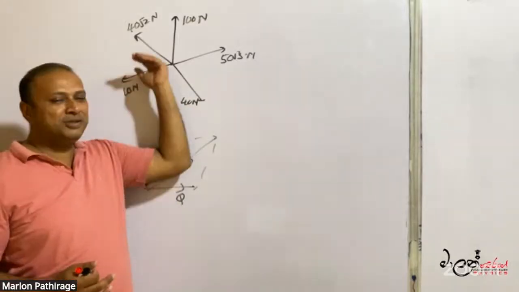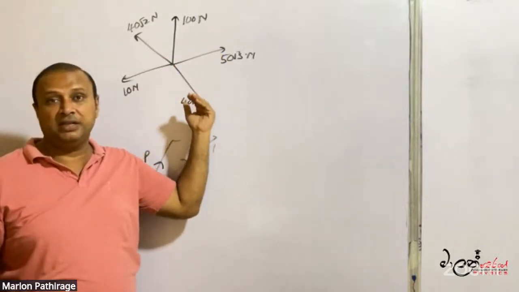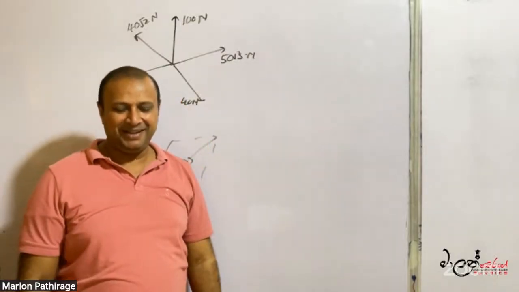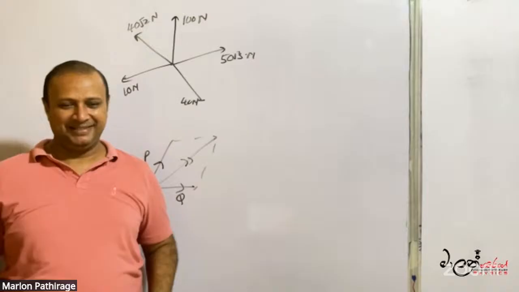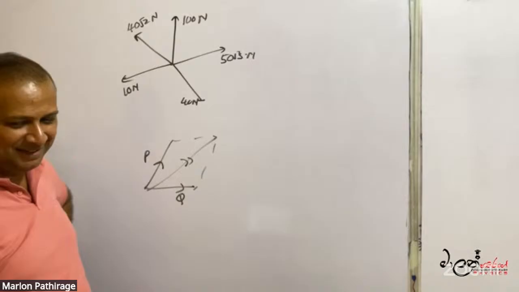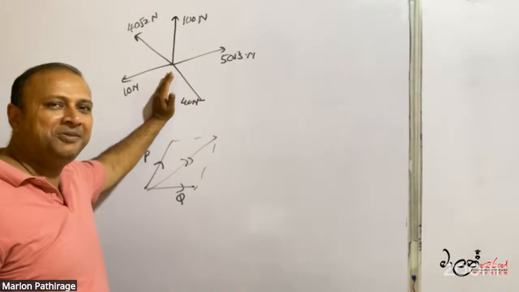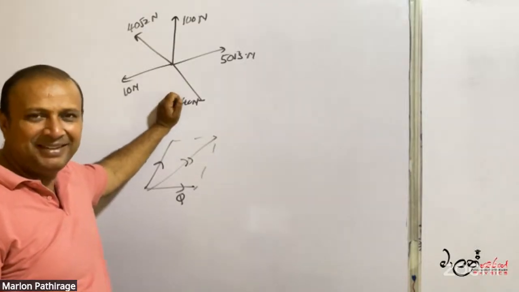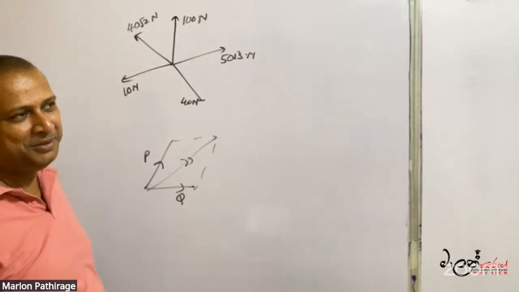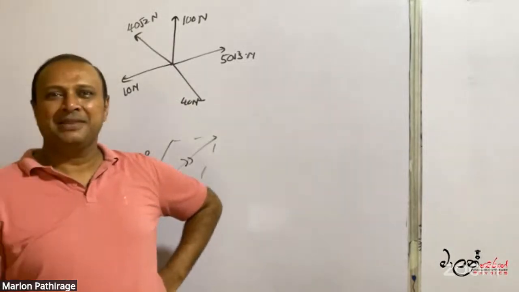I can reduce this number of vectors into 2 vectors. How do we reduce the vector system into 2 vectors? Now you know the method. Tell me the answer.